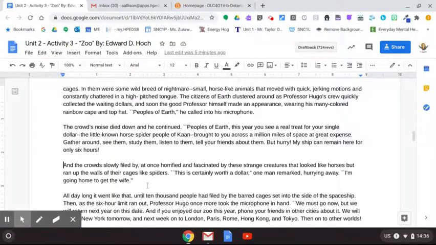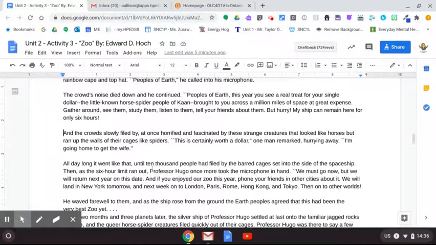And the crowd slowly filed by at once, horrified and fascinated by these strange creatures that looked like horses but ran up the walls with their cages like spiders. This is certainly worth $1, one man remarked, hurrying away. I'm going home to get the wife.